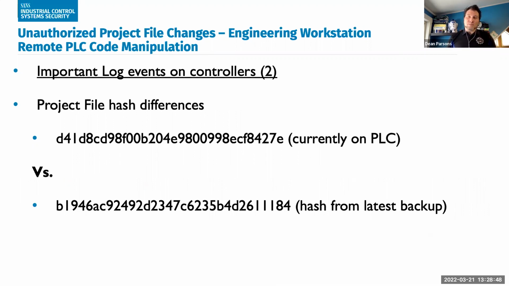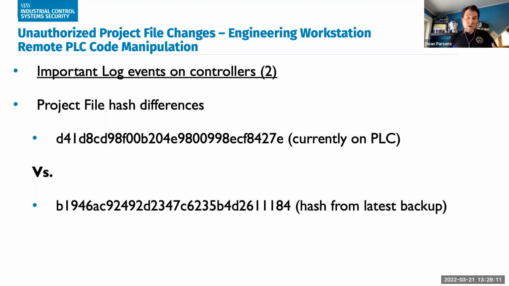A lot of software has this built in, but if you don't, it's very, very simple to understand if the project file has changed. This will not tell you where the project file may have changed or any code changes, but it will tell you if it did change. And of course, if you do have a change, then you can understand if it was a valid approved change through the ICS change board and so on.